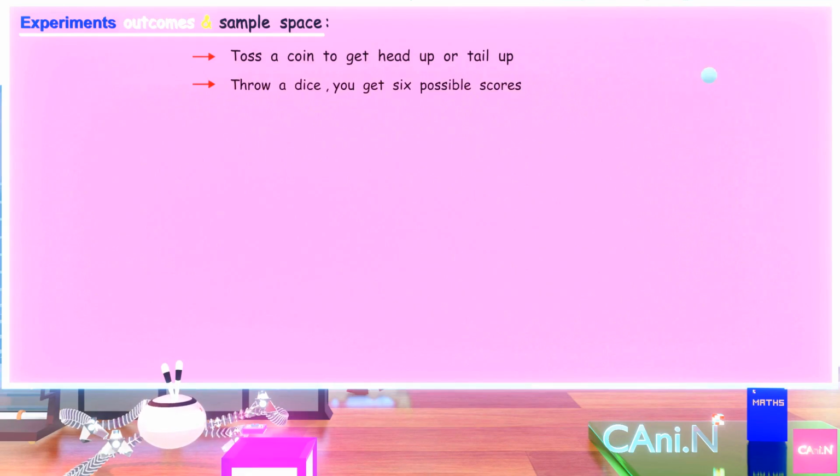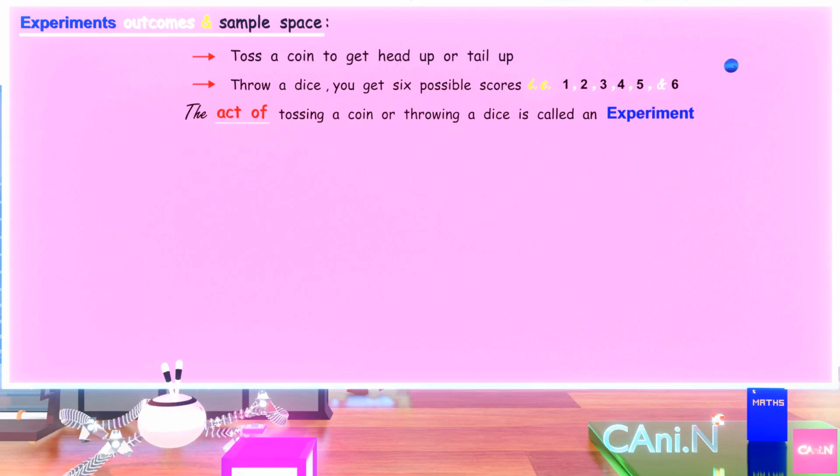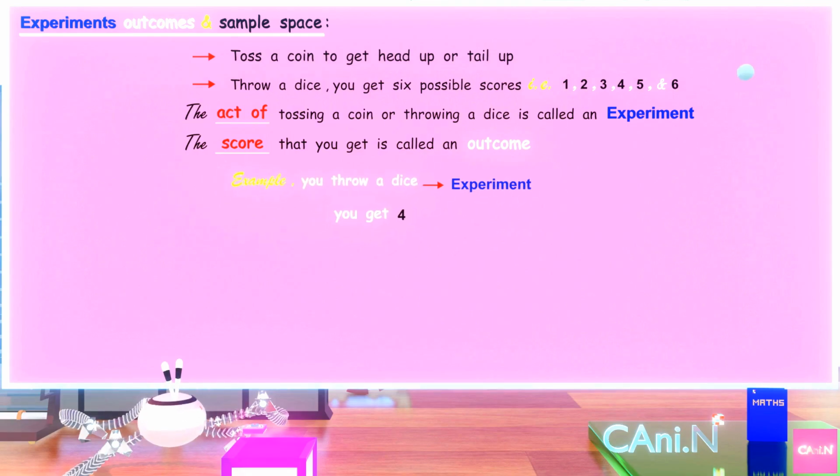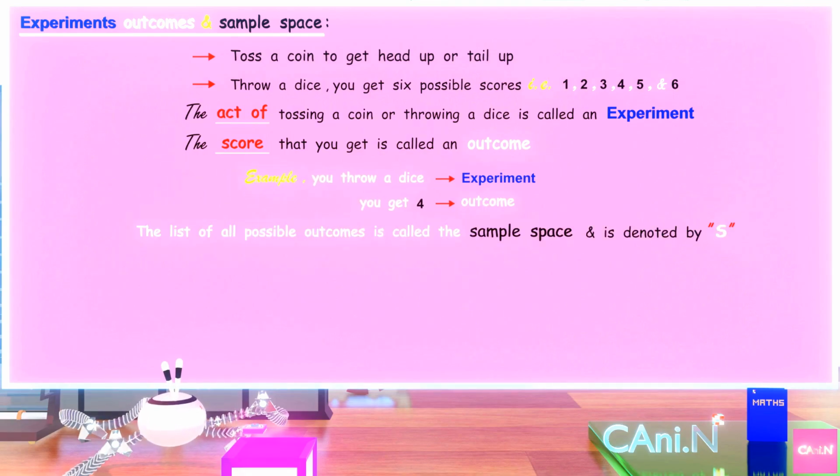Experiments, outcomes, and sample space. Toss a coin to get head up or tail up. Throw a dice, you get 6 possible scores, that is, 1, 2, 3, 4, 5, and 6. The act of tossing a coin or throwing a dice is called an experiment. The score that you get is called an outcome. Example, you throw a dice and you get 4. The list of all possible outcomes is called the sample space, and is denoted by S.